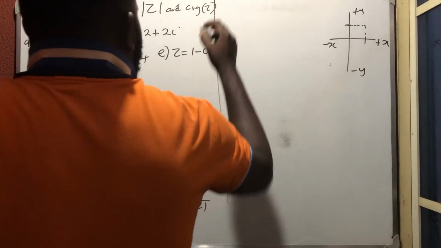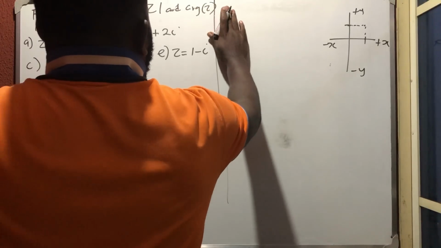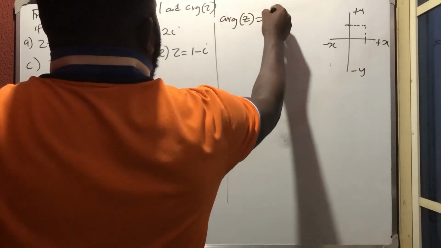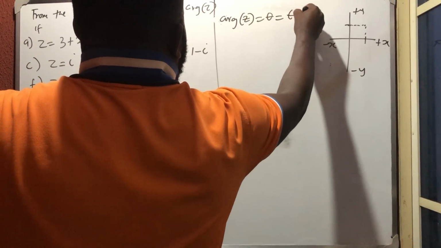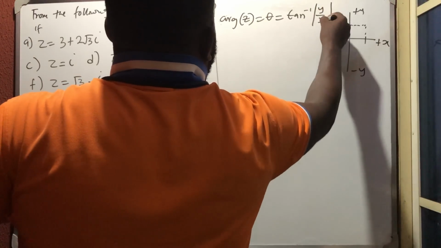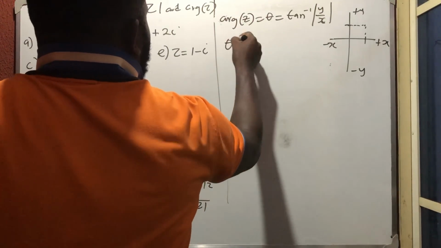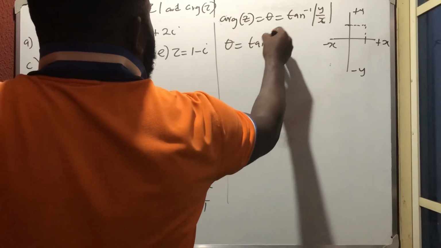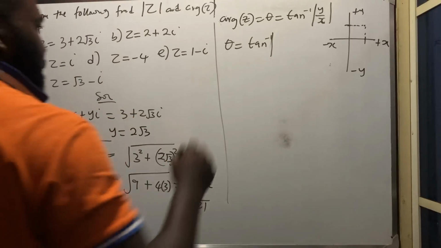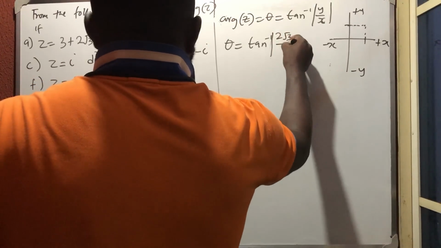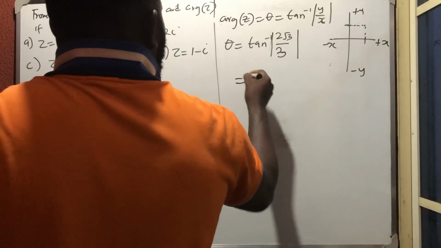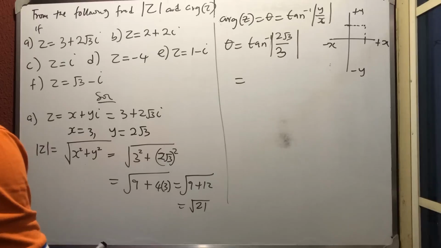So we know that the argument of z is known as theta, and is equal to the tan inverse of the absolute value of y over x. So our theta is now tan inverse of the absolute value of my y, which is 2 root 3, divided by my x, which is 3. So divide this, then find the tan inverse.